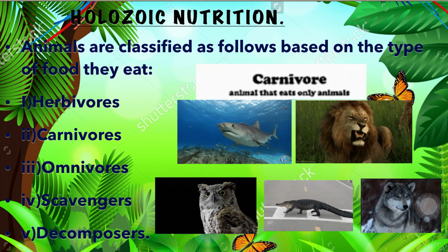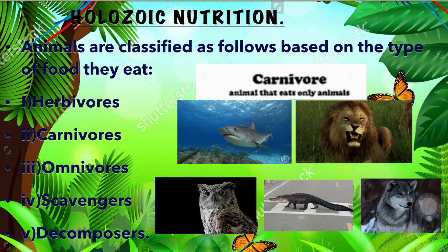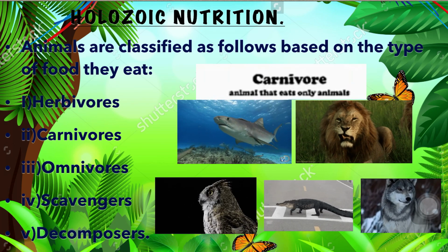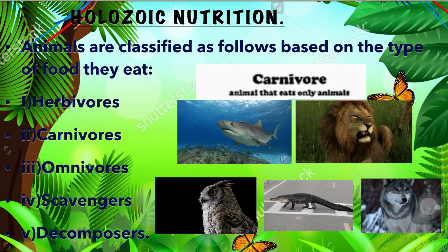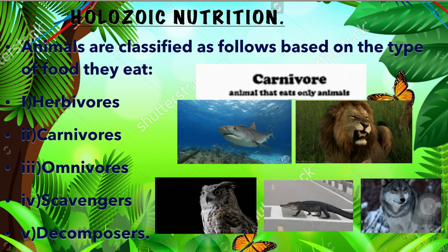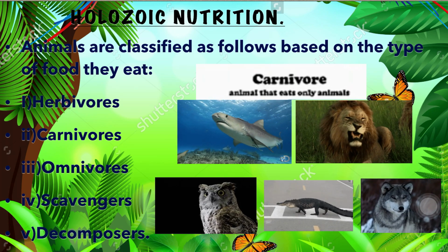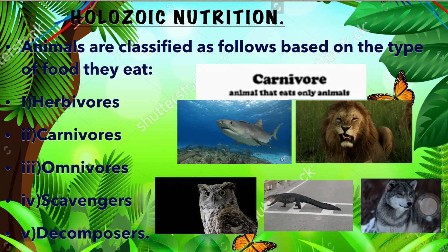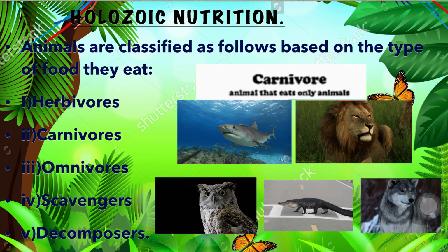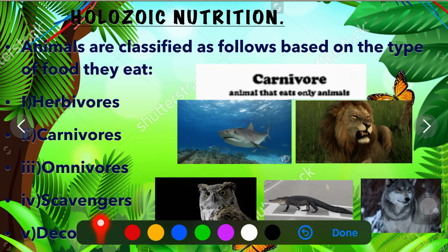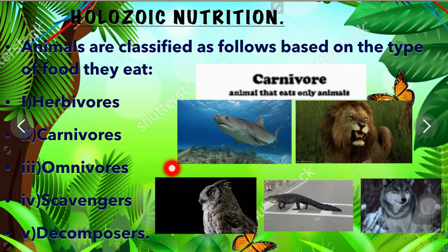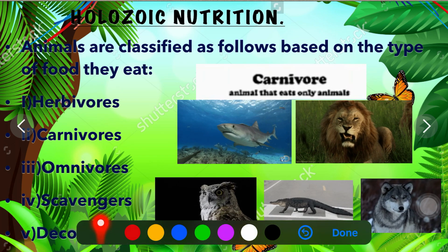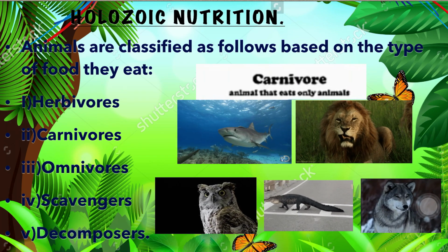Next is carnivores. Student, a carnivore is an organism that mostly eats meat or the flesh of other animals. Sometimes carnivores are called predators. Organisms that carnivores hunt are called prey. Carnivores are a major part of the food web, a description of which organisms eat which other organisms in the wild. So student, carnivores basically eat only animals. For example, shark, lion, owl, alligator, raccoon, etc. They eat other animals as their food.